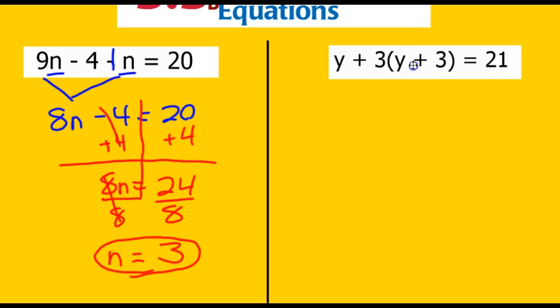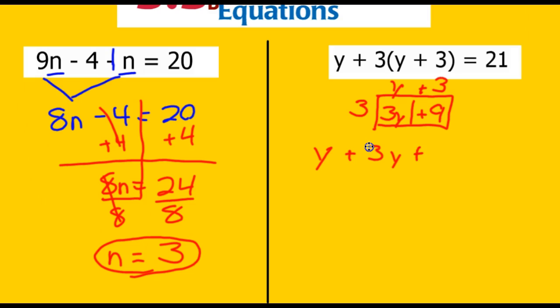Alright, looking over at this one, our first step is to distribute. I do see parentheses and I do see a number outside, so we can do that. So I'm going to draw a box, put 3 on the outside, and y plus 3 on top. 3 times y is 3y. 3 times 3, that's 9. So we get y plus 3y plus 9 equals 21.